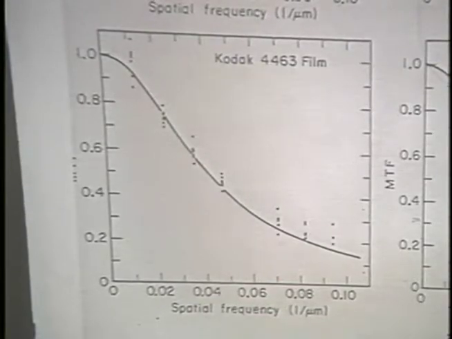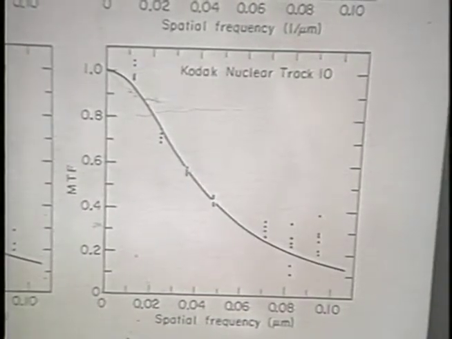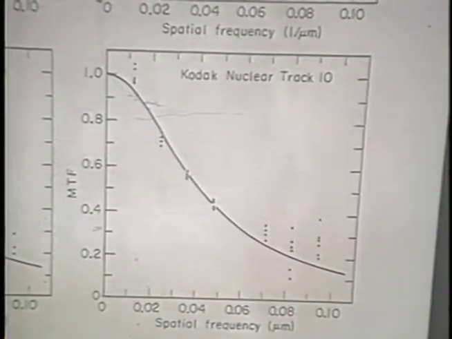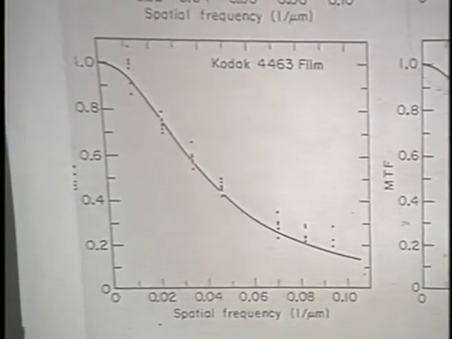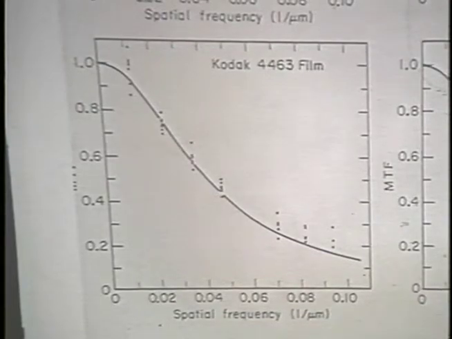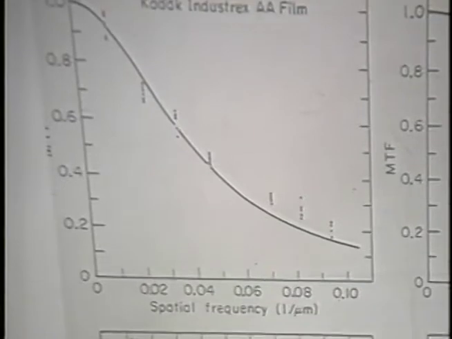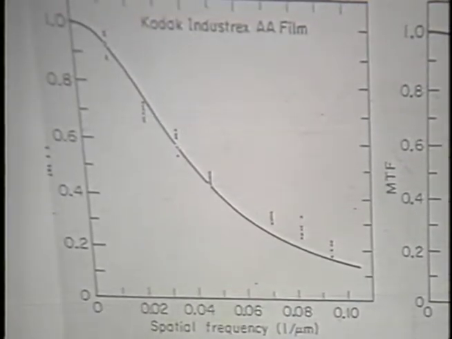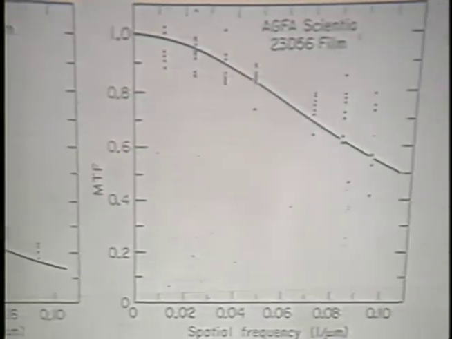So if the electrons came only straight into the emulsion and didn't spread out in the process of exposing the film, this line would be horizontal all the way across. But as you get to smaller and smaller spacings, the spreading regions overlap and the contrast is reduced to about 50% at a spacing that's somewhere around 25 microns on the film.